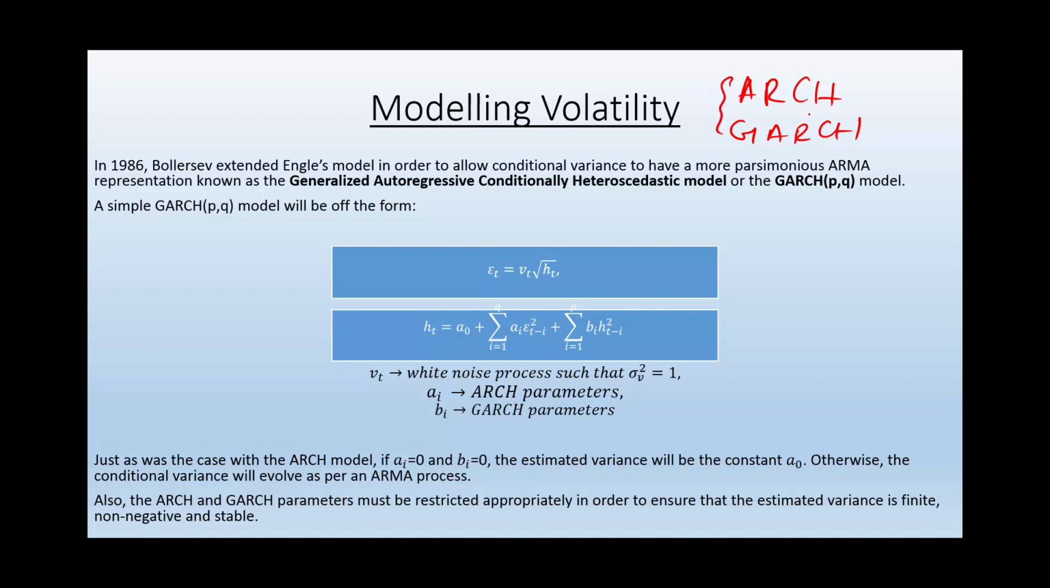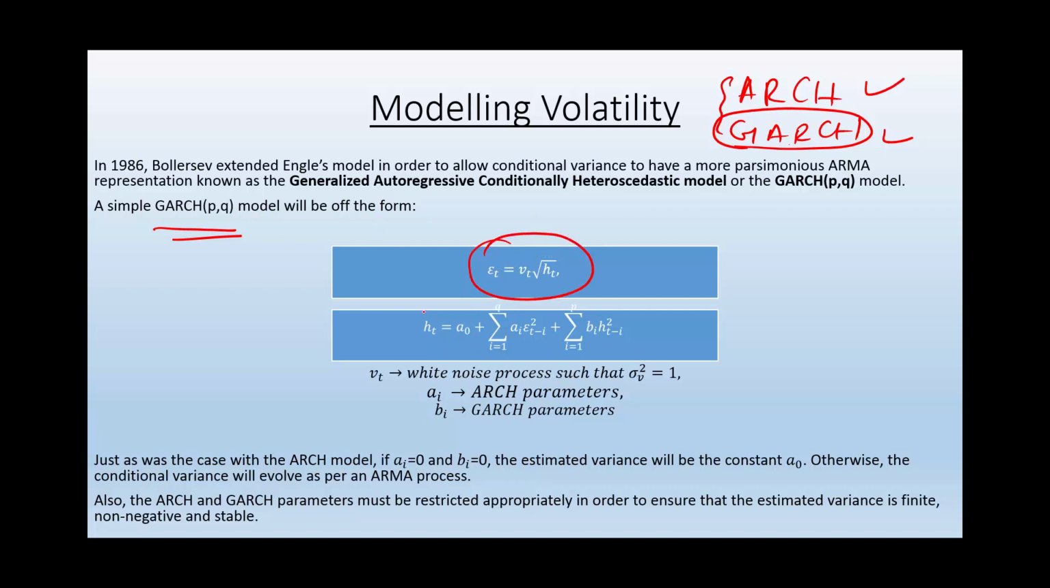ARCH is the autoregressive conditional heteroscedasticity. GARCH is the generalized autoregressive conditional heteroscedasticity. This is more of a generalized form of ARCH. Essentially both are similar. ARCH is just a special case of the GARCH model. So a GARCH(p,q) model can be written in this form.